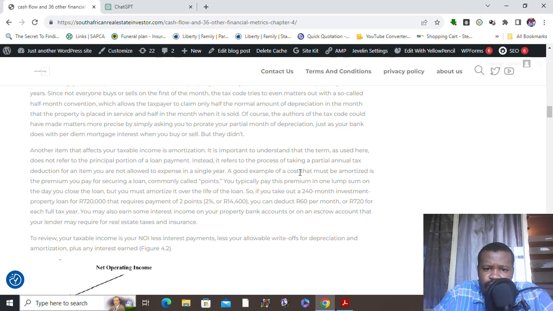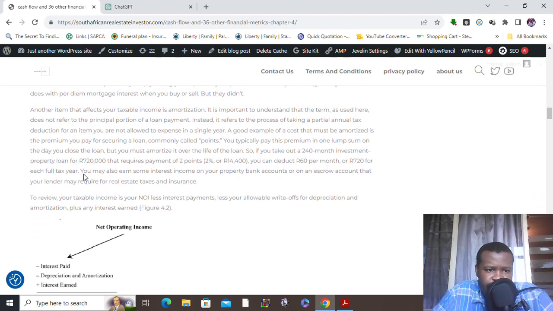A good example of a cost that must be amortized is the premium you pay for securing a loan, commonly called points. You typically pay a premium in one lump sum on the day you close a loan. You must amortize it over the life of the loan. So if you take out a 240-month investment property loan of 720,000 that requires 2 points of 14,400, which is 2%, you can deduct 60 rand per month or 720 for each full tax year.